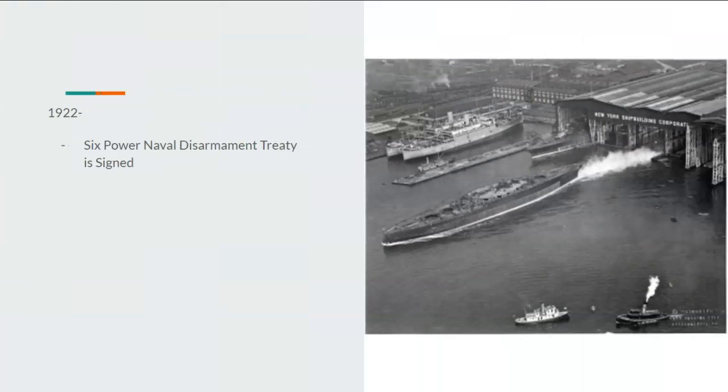And finally, 1922, the Six-Power Naval Disarmament Treaty is signed between both countries of America, Britain, France, Germany, and Russia. So it was called the Five-Power Treaty. Now it's the Six-Power Treaty.